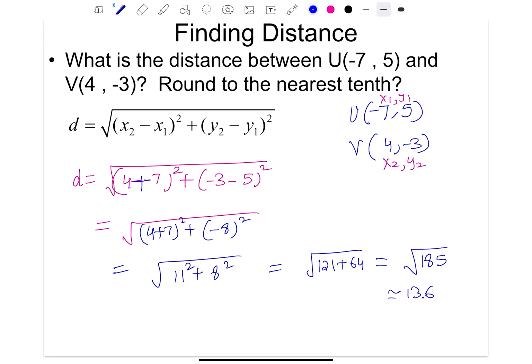It was all about the distance and midpoint formula.